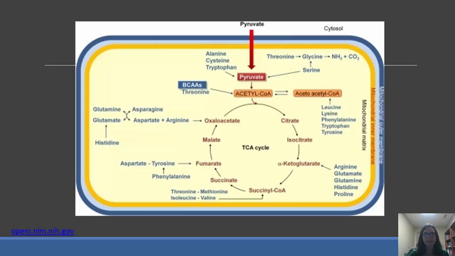Okay, and here's a nice graphic that shows where different amino acids can be degraded, and where they can enter into this oxidative pathway. So here are alanine, cysteine, and tryptophan, as well as serine that can enter as pyruvate. We have our branched chain amino acids that can enter at acetyl-CoA. And then you can see just a bunch of other amino acids that can be degraded to enter at specific points in the TCA cycle, at which point they would be oxidized and produce energy.